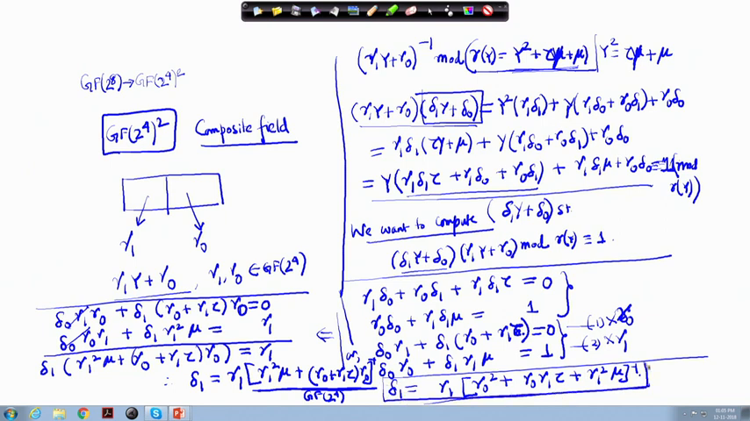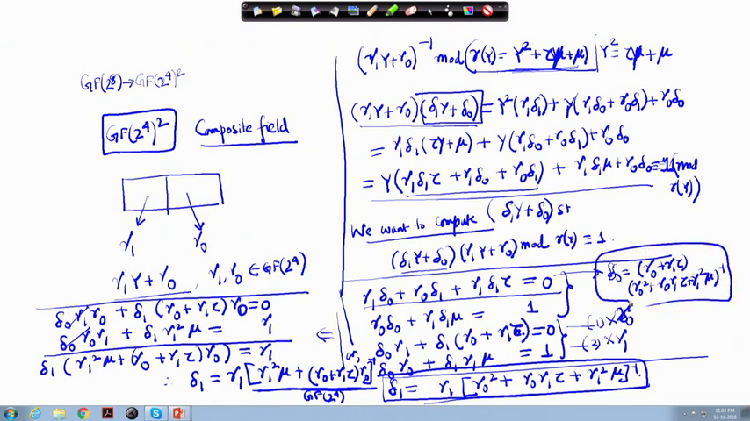Likewise, you can take this delta 1 and plug it into this equation, and from there you should be able to get delta 0. It turns out that delta 0 is gamma 0 plus gamma 1 tau, multiplied with again this inverse, that is (gamma 0 squared plus gamma 0 gamma 1 tau plus gamma 1 squared mu) to the power of minus 1. So this gives me the two parts which I want. I am able to calculate delta 0 and delta 1.